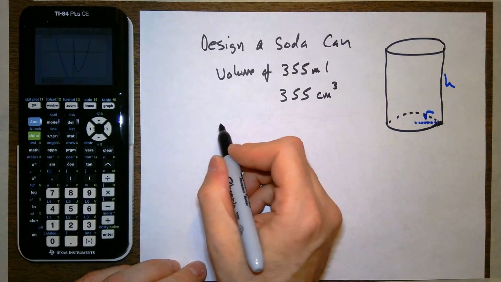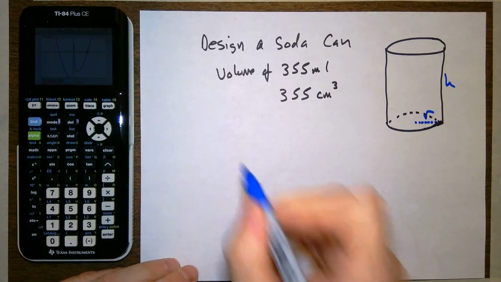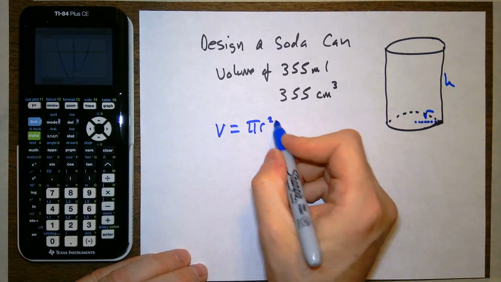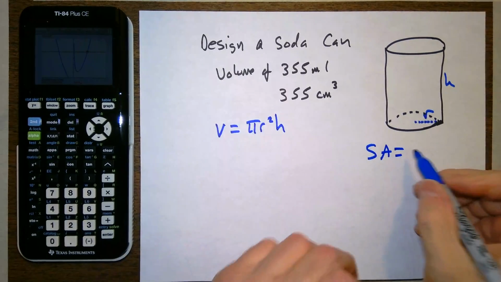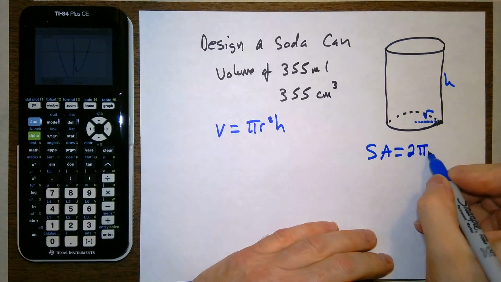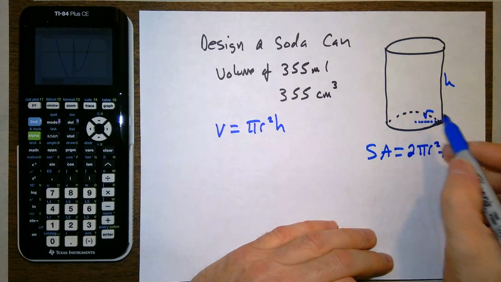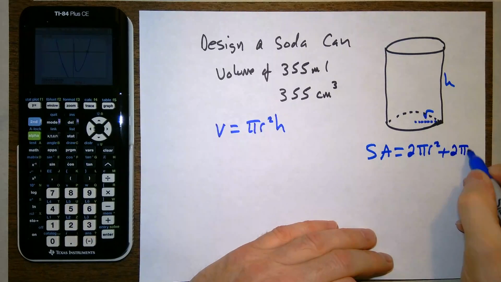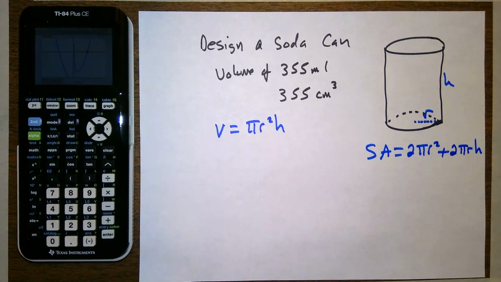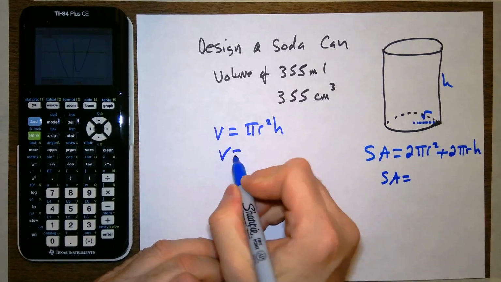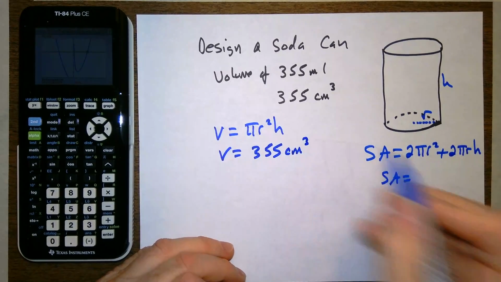So I know that for a cylinder, the formula for volume is the area of the base, which is a circle, pi r squared, times the height. And the surface area is the two bases, which are circles, 2 pi r squared, plus the lateral, which is the area of the base times the height. If I unfold it, it's a big rectangle: 2 pi r times the height h. Now we want to have a fixed surface area. I want the surface area to equal, or no, I've got a fixed volume. I want my volume to equal 355 cubic centimeters.